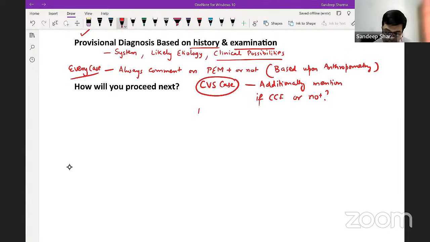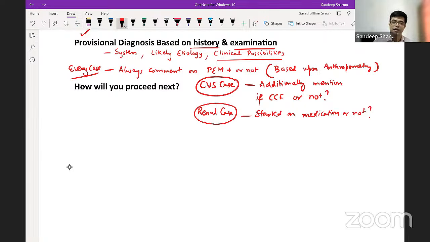In case of renal case, always mention whether the patient has been started on medication or not. If the patient is on steroids, the patient may already be improving by this time. So that fact needs to be mentioned in the summary finding. You would have mentioned it in the initial part also, treatment history, but you will mention it here also. Don't miss it out. These are often missed in the patient, right?